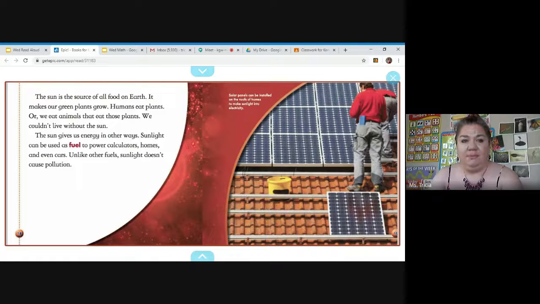It makes our green plants grow, and humans eat plants, or we eat animals that eat plants. We couldn't live without the sun. The sun gives us energy in other ways. Sunlight can be used to fuel the power of calculators and homes and even cars. Unlike our other fuels, sunlight doesn't cause pollution.